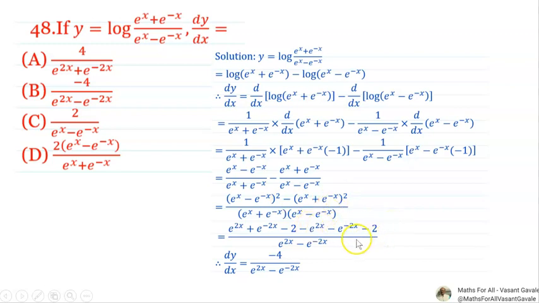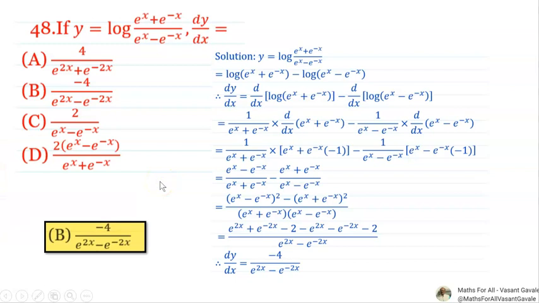ओके, मग इथे या ठिकाणी काय कॅन्सल काय होणार e raised to 2x प्लस आणि मायनस इथे कट होणार, हे दोन्ही टर्म कट होणार, मायनस 2 मायनस 4 अपॉन e raised to 2x minus e raised to minus 2x, and this is the dy by dx, and hence the option या ठिकाणी कुठला तर बी ऑप्शन या ठिकाणी तो करेक्ट. Now the next question.